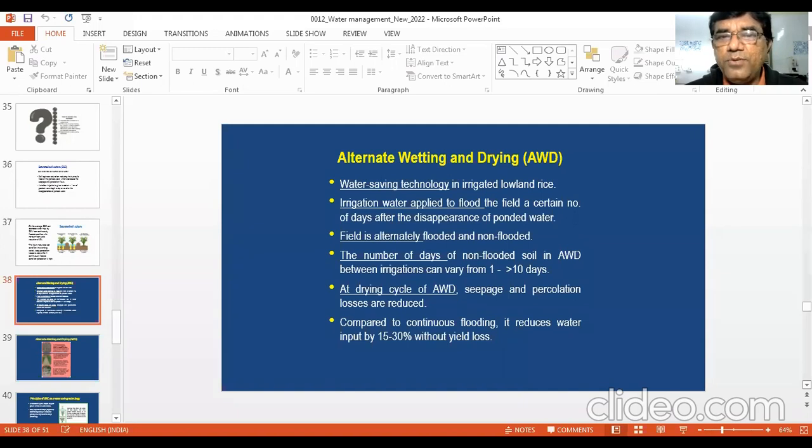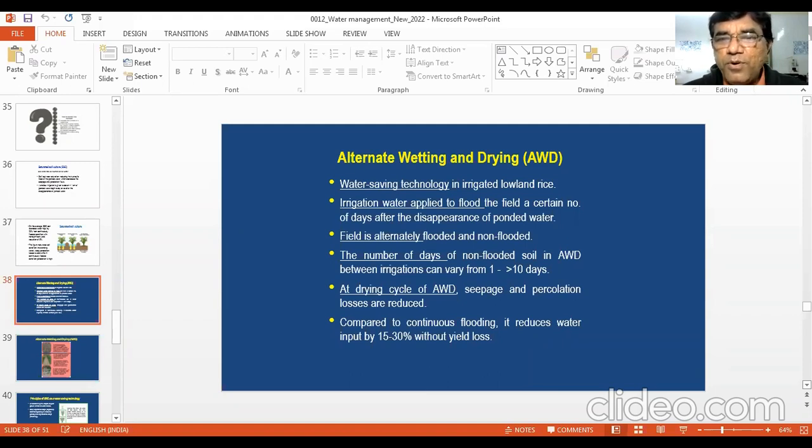Irrigation water is applied to flood the field a certain number of days after the disappearance of ponded water. A field is alternately flooded and non-flooded. This is actually a very common practice in light textured soils of Punjab, Haryana, and some other parts, because it is not possible to keep the soils always flooded under those light texture conditions. So it is a matter of compulsion also to follow this method of alternate wetting and drying.